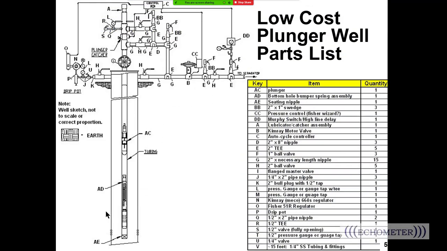This is a list of components that are used to set up a plunger lift installation, and this is actually what's used by a company. If you go through this list of components, most of the components, other than the bumper spring, the plunger, the controller, the motor valve, and the lubricator, the rest of it's just pipes and valves. It's pretty simple to set up. It's not a heavy piece of equipment you have to move on site. It mainly just needs to be assembled, and then you can set the bumper spring and drop the plunger and follow the plunger down to the bumper spring and see it come back up.